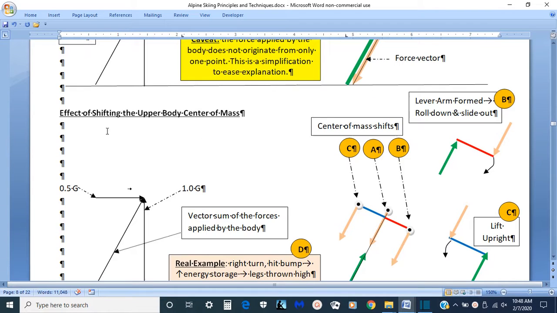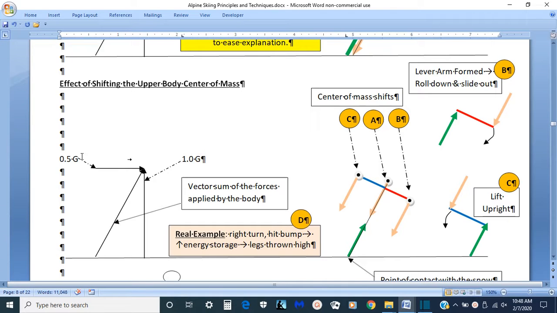All right. So effective shifting the upper body center of mass. What am I doing here? Okay. So again, we have a 0.5 g turn. This is the vector sum of the total forces. And so let's say you start this way. So your center of mass is lined up exactly with the force vector. Now, in the first example, let's say you let your center of mass drop. So you lean in a little bit. You see that? Your center of mass drops from here to here because you're leaning in. And what happens is this point is still fixed. And this is the hinge here.